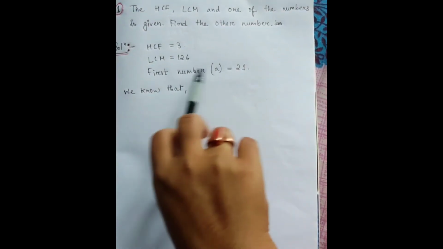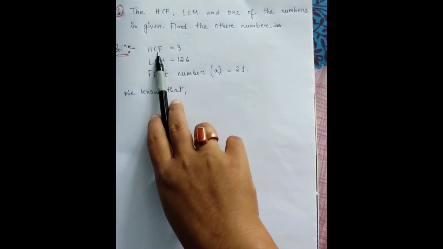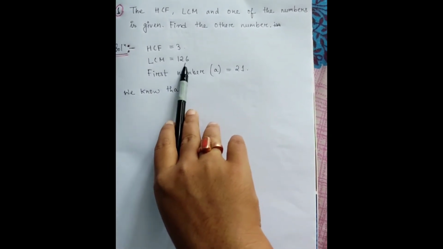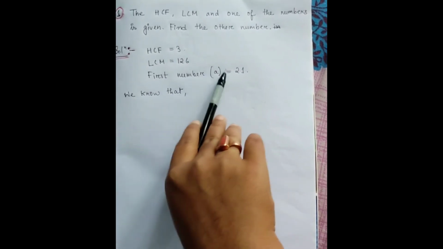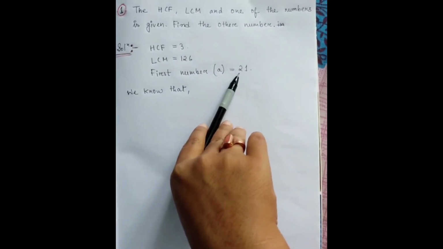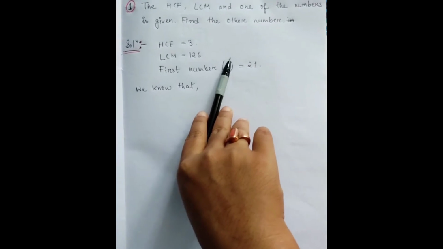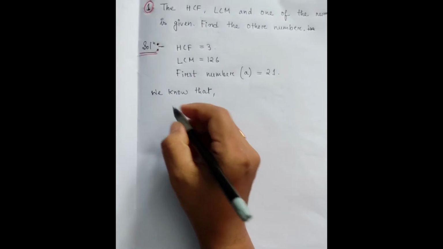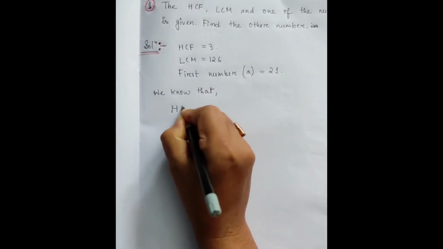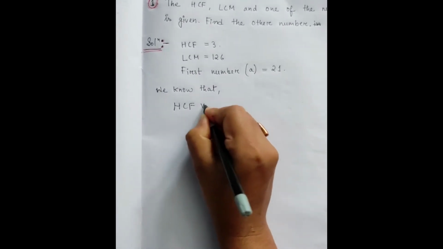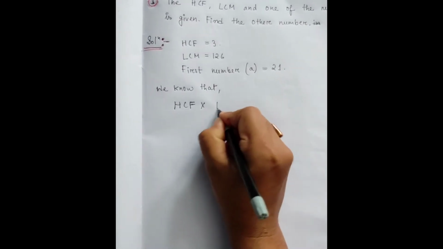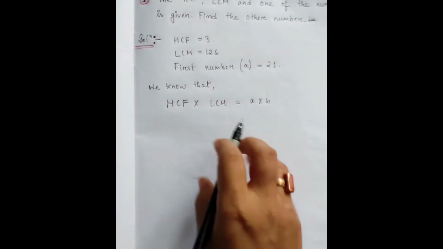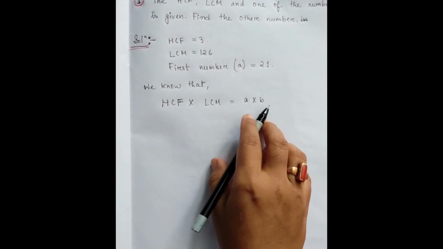So here two numbers are there and the HCF of the two numbers is 3 and the LCM of the two numbers is 126. And the first number is also given, that is 21. Now you will have to find the other number. So as you know the property of LCM and HCF, HCF into LCM is equal to A into B. A into B means first number into second number.